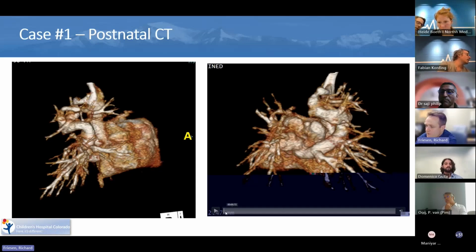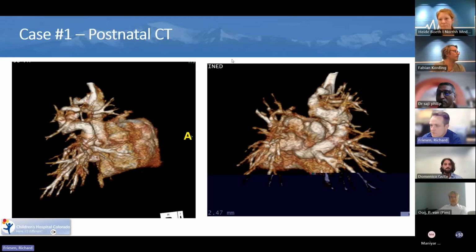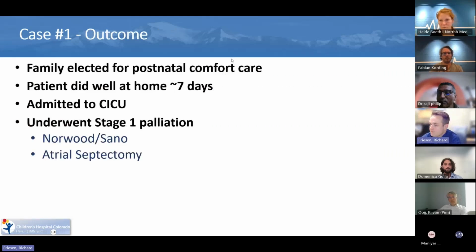And so we were pleased to see the outcome of this case and got a postnatal CT. Initially, the family decided for postnatal comfort care, given the concern for a poor prognosis with the restrictive atrial septum and pulmonary lymphangiectasia.